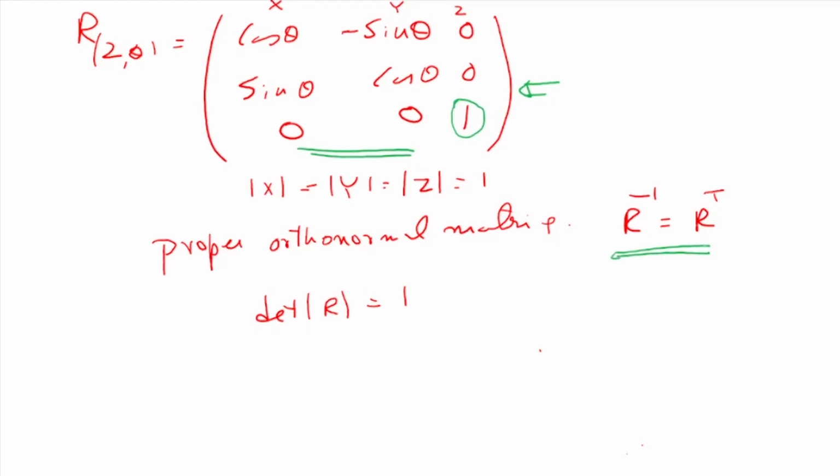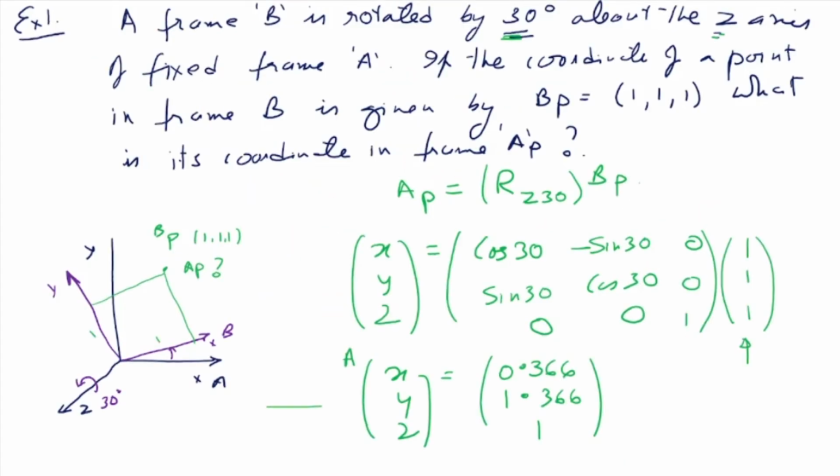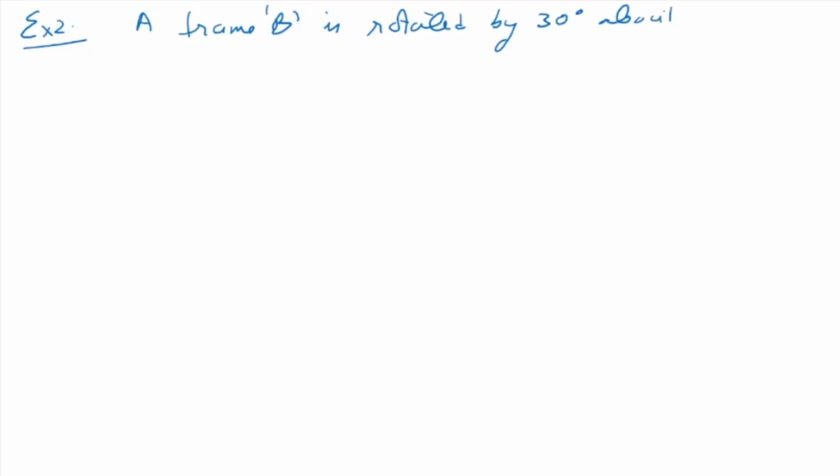And the property that the inverse is equal to the transpose. So if I have almost a similar problem here, let me reverse this problem and say that this is problem number 2. A frame B is rotated by, let's say, 30 degrees about exactly the same problem, about z-axis of frame A.